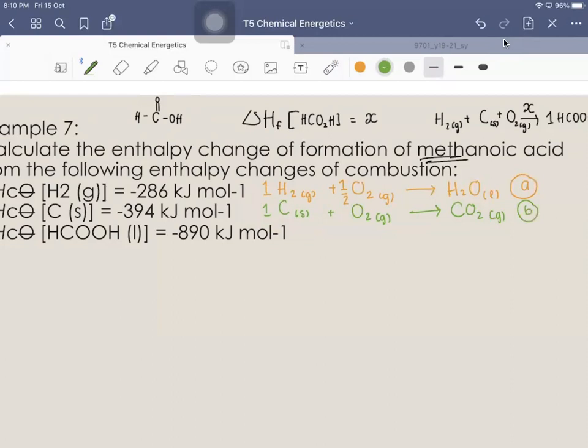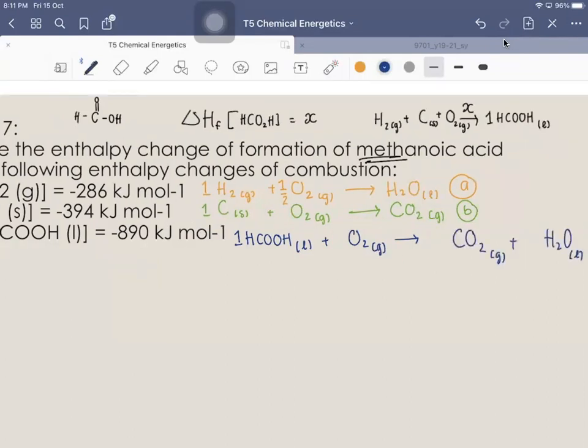And lastly is the enthalpy change of combustion of methanoic acid. So that means I combust 1 mole of HCOOH liquid in excess oxygen gas to form. Okay, so this is an organic molecule with oxygen. It's a combustion reaction. So typical combustion products for a hydrocarbon or organic molecule would be carbon dioxide and water. Still nothing too difficult.